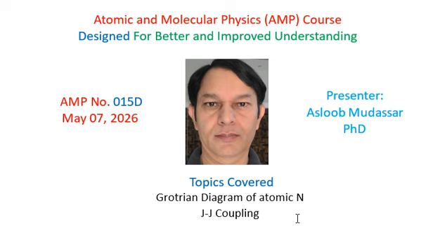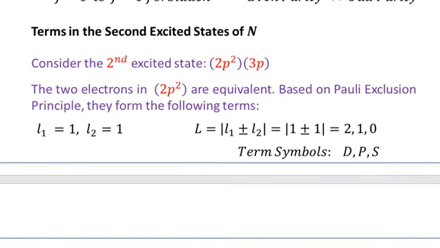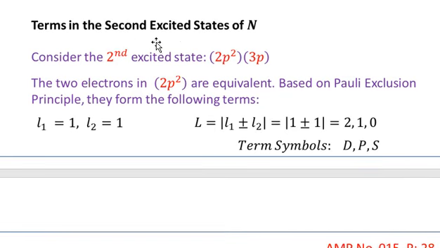And in the last lecture, I discontinued my lecture because I found a discrepancy in the arrangement of the energy-wise distribution of the terms related with the second excited state of atomic nitrogen. So I shall continue from the same point. That is, I was discussing terms in the second excited state of nitrogen, and the second excited state was 2p2 3p.